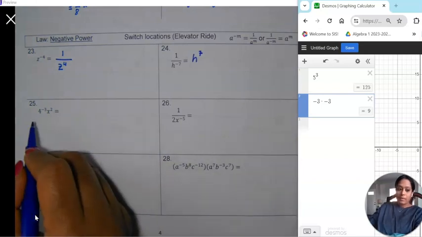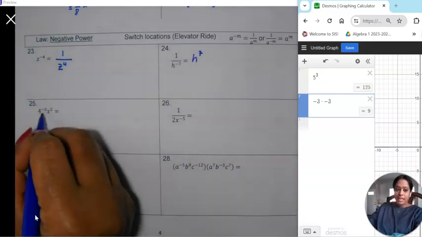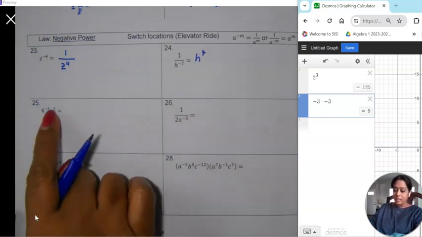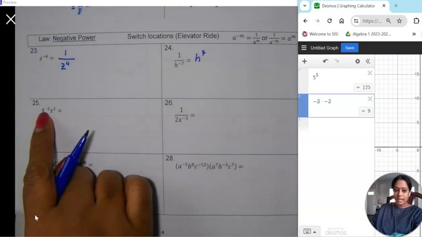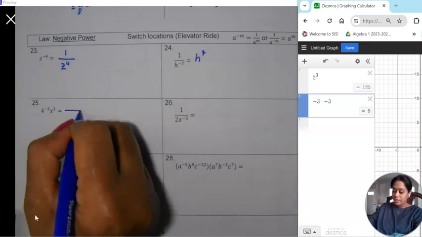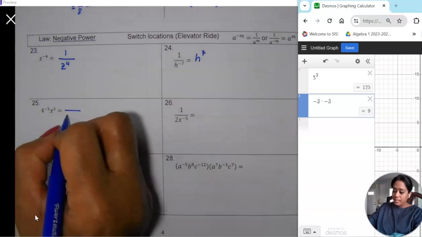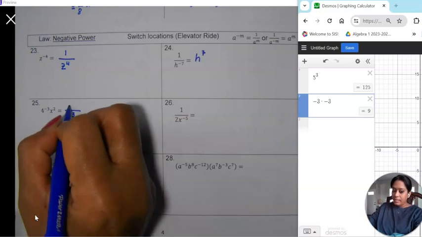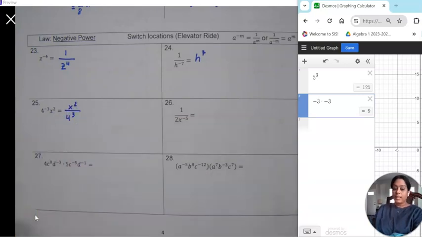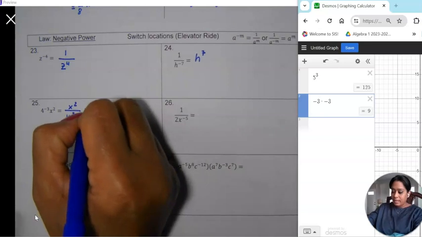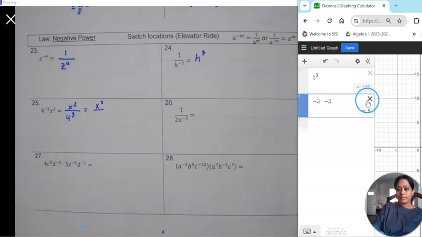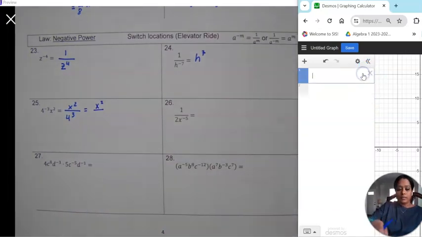Now over here, the 4 has the negative 3 to it, but the x has the positive, so I don't have to move this. This is the one that I have to move. So I'm going to draw a fraction bar. This moves into the denominator, writes the exponent down, and then x squared stays at the top. And that's it. Well, that's not it. We've got to figure out what 4 to the 3rd power is, which is, I believe, 64. 4 to the 3rd power is 64.